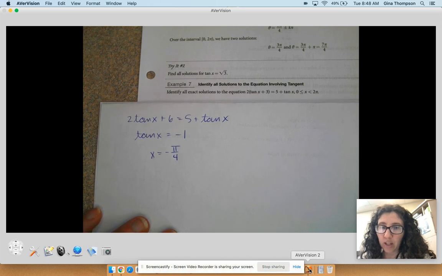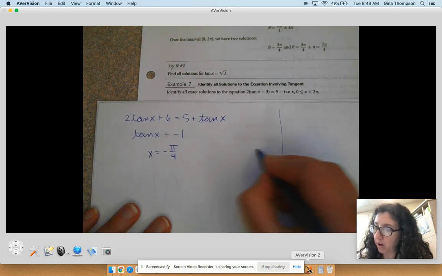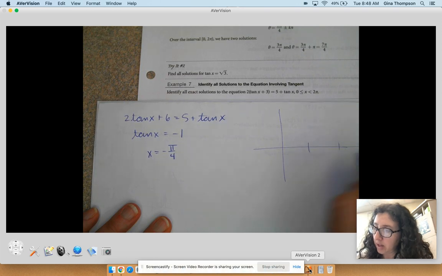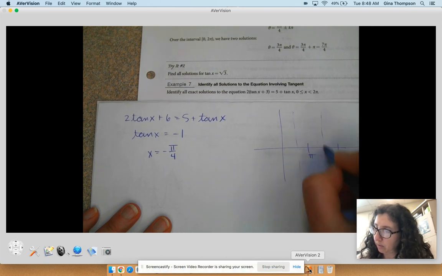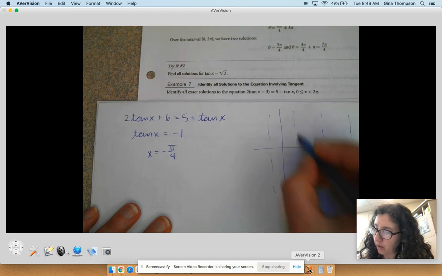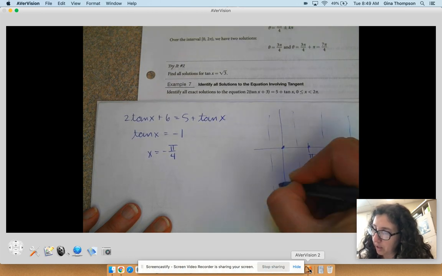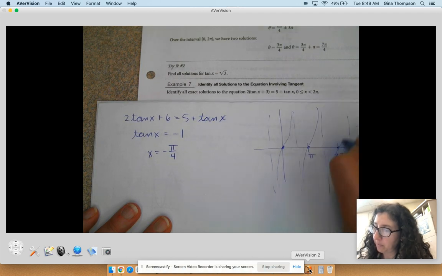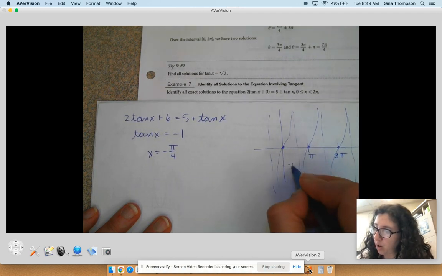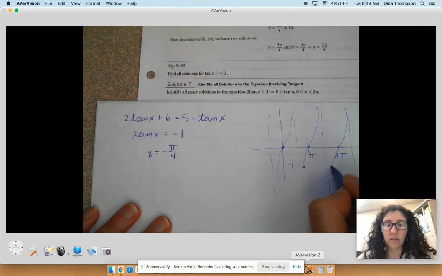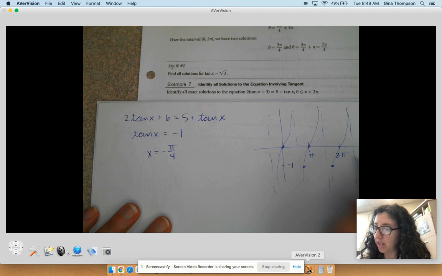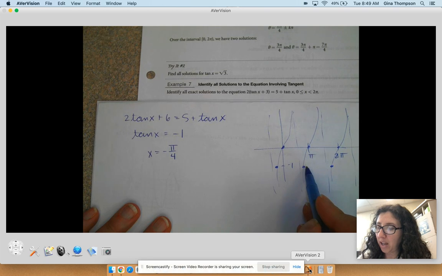So we don't have any shifts or anything. So let's go back to our tangent graph. So here's pi, 2 pi. So let's see. We have our vertical asymptotes. Tangent looks like this. So between 0 and 2 pi, if this is -1, we're expecting 2 solutions. And the solution we found is this solution, not even in that range, right? So we're going to have to add pi and add 2 pi to get these 2 actual solutions.